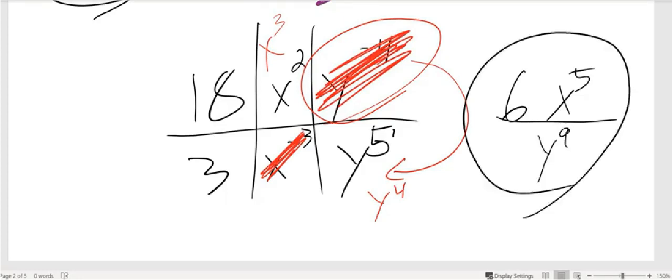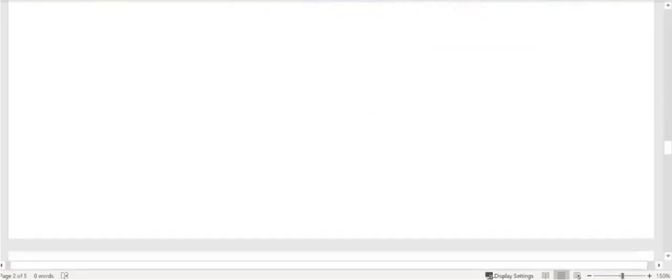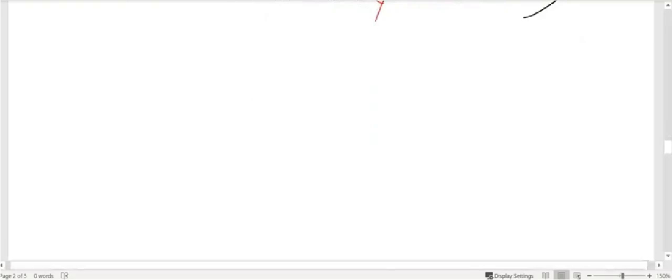So you can see I applied a lot of different rules in this problem, but I broke it down, made life a lot easier for me.